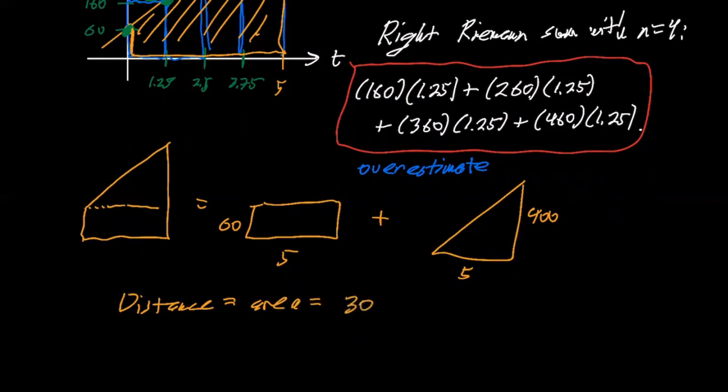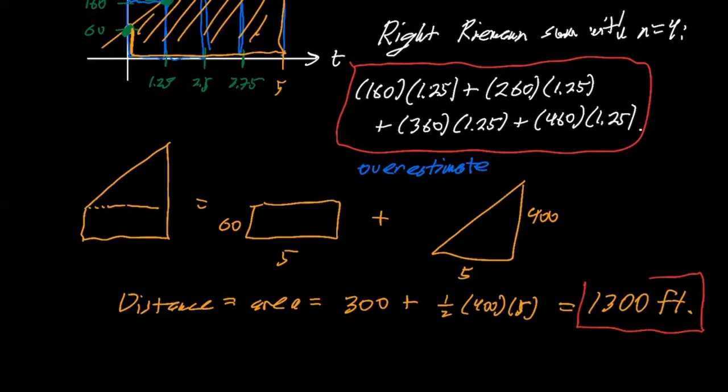And the area of the rectangle is 300. And the area of the triangle is 1/2 times 400 times 5, which is half of 2,000, which is 1,000. So this is actually 1,300 feet. So if we programmed a robot or something to move at this very precise speed, and we knew it took exactly 5 minutes to go from Thorn to Searles, we could say, okay, it's actually exactly 1,300 feet. So this is an exact answer.